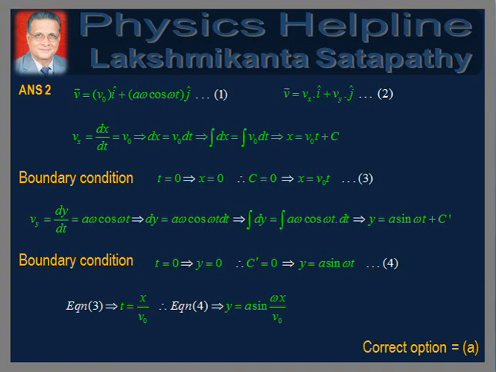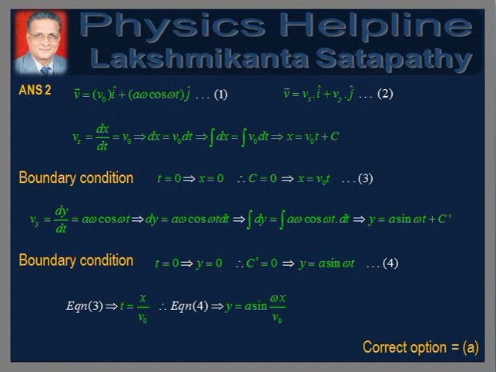Now, let us solve the problem in question 2. It is about a particle moving in the xy plane. Its velocity is given by v is equal to v0 into i cap plus a omega cos omega t into j cap. It is given that the particle is at the origin at time t is equal to 0. Therefore, when t is equal to 0, we have x is equal to 0 and y is equal to 0.